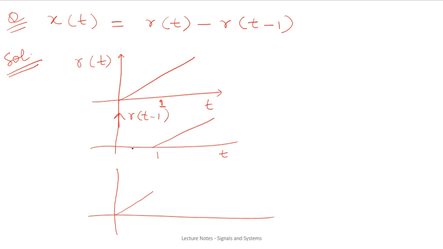For this time duration 0 to 1, whatever be the value of the upper signal, that will come up to 0.1. After this 0.1, this signal has also started, so the difference will be constant. Whatever be the amplitude at this point, after 1 it will be just a constant line, something like this.